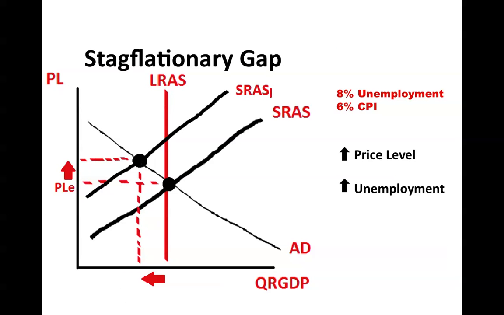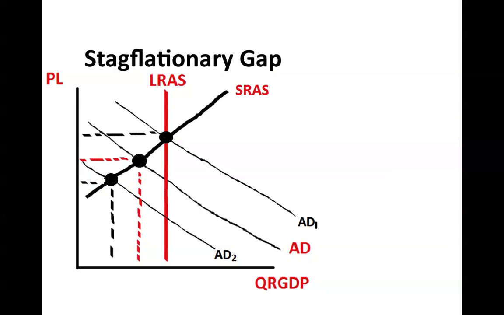A stagflationary economic gap differs from recessions and inflations in a couple of ways. It is caused by a change in short-run aggregate supply instead of aggregate demand, usually a decrease. This means that there is increasing inflation and rising unemployment in the economy at the same time, which means that the unemployment rate must be over 5% and the CPI percent must also be over 3%.